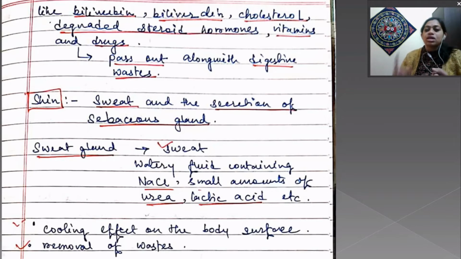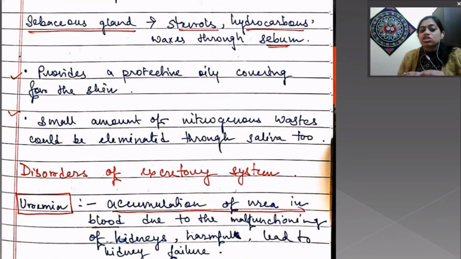So urea भी sweat के through excrete होता है, and some amount of lactic acid. Okay, so all these are excreted from the sweat gland, and its function is cooling effect on the body surface, removal of waste, etc. And the secretion of sebaceous gland is called sebum, and it has sterols, hydrocarbons and waxes, and it will go out of the body through sebum, right? So it provides a protective oily covering for the skin, so it can protect our skin.